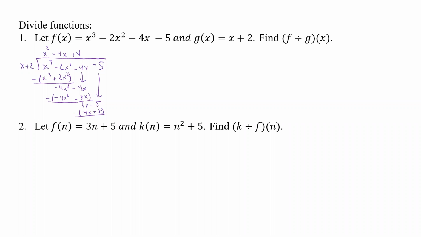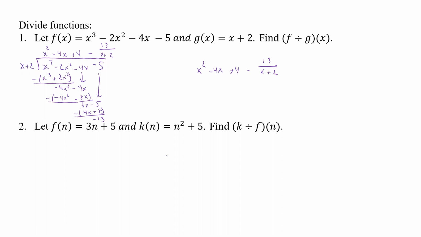Again, we're going to subtract that off. So minus 5 minus 8 is going to be a minus 13. So that's going to be a minus 13 over x plus 2. Okay. And so if we want to do like we've been doing, just write it off to the side, our answer then is x squared minus 4x plus 4 minus 13 over our divisor of x plus 2.